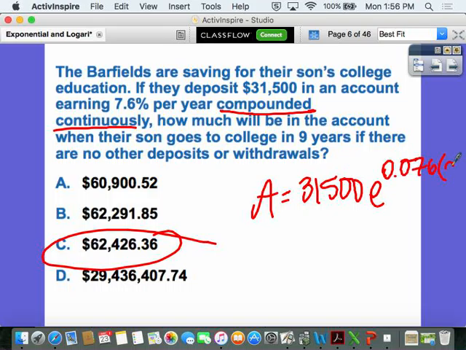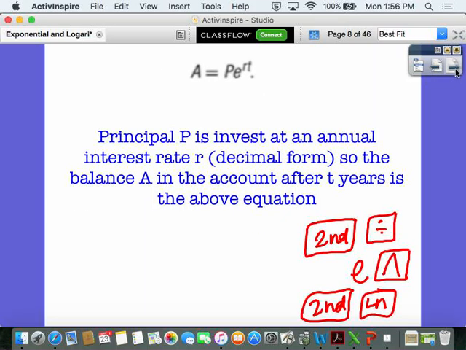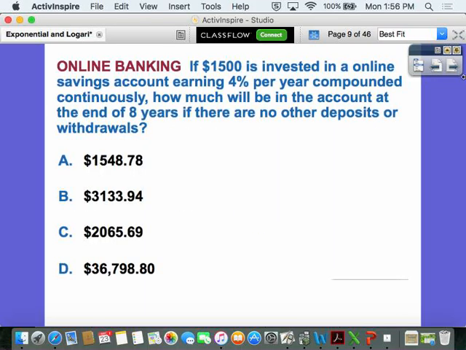Very good. You have to convert it into a decimal and then multiply by your time, which is 9. And that's how you get C. Okay? These are only used with money. Okay? Here's another one. Do this one.